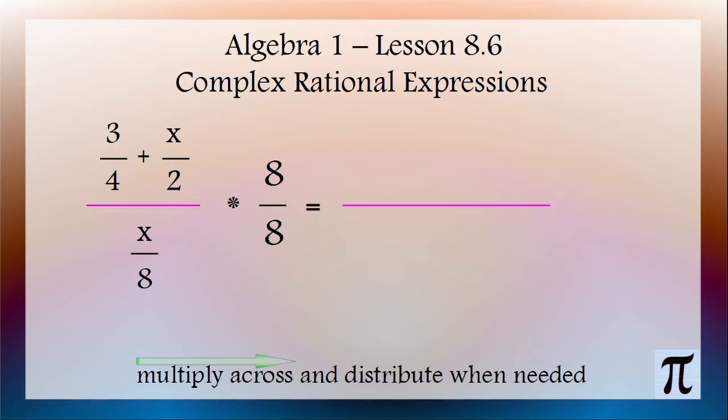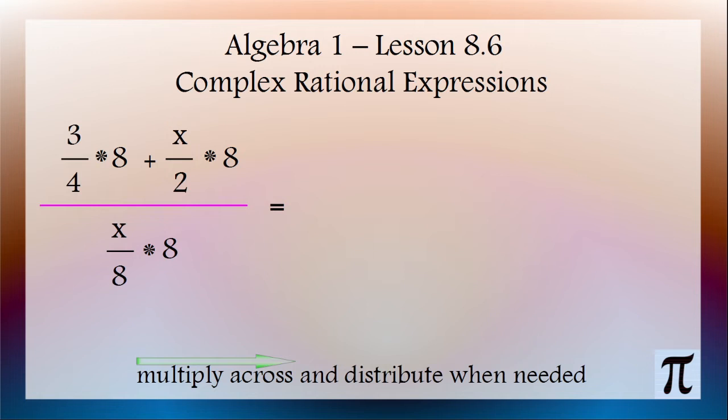Let's look at just the top half of this equation first. We're going to distribute 8 to 3 over 4 and x over 2. So we end up with 3 over 4 times 8 plus x over 2 times 8. And on the bottom, we just get x over 8 times 8. Let's scooch this over so we have a little bit more room.